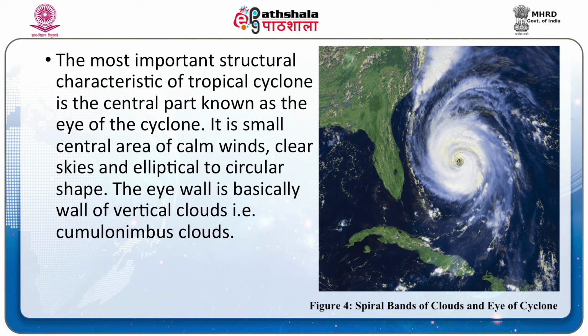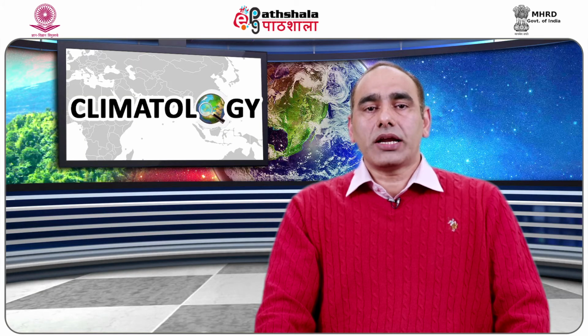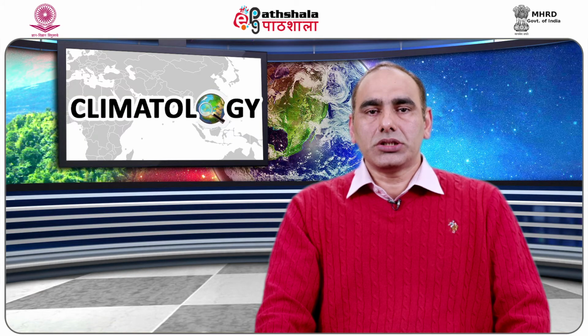The eye wall is basically wall of vertical clouds, that is cumulonimbus clouds. The eye wall region has strongest winds and heaviest precipitation, as can be seen in figure 3. The spiral shaped bands in satellite images give galaxy type appearance to cyclones, as can be seen in figure 4. These rotating bands are associated with heavy precipitation, thunder and lightning.